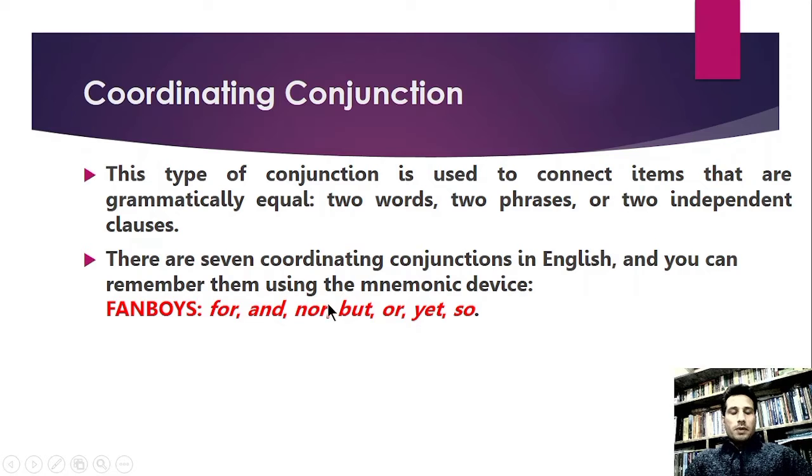And we can remember them with the help of this mnemonic device or the acronym that is FANBOYS. So F stands for, A for and, N for nor, B for but, O for or, and Y for yet, and S for so. So we can remember these conjunctions with this acronym.